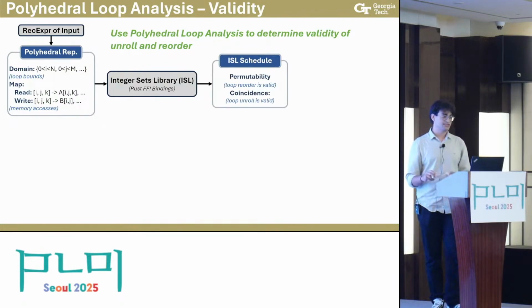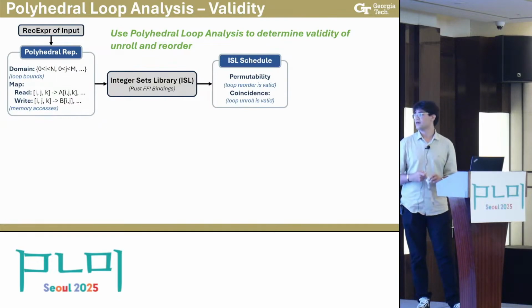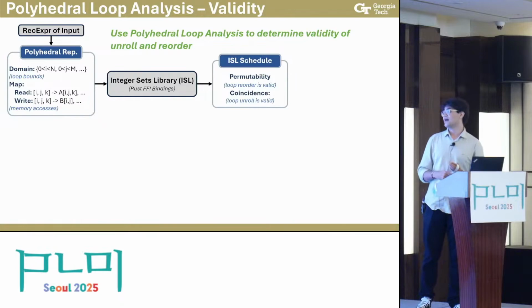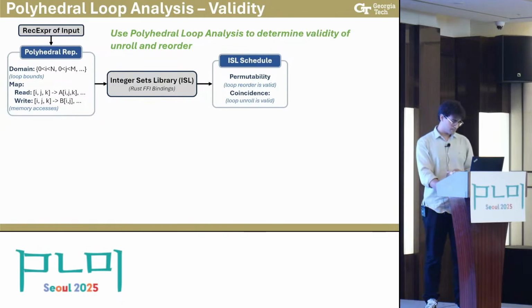And the ISL schedule contains exactly the information we need, which is permutability, which tells you whether a loop reordering is valid. And it contains a term called coincidence. What coincidence tells you is whether a particular loop can be unrolled or can't.